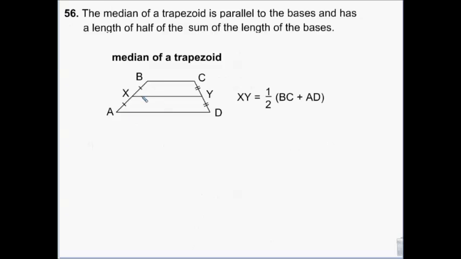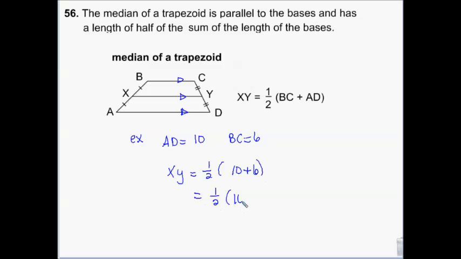Okay. The median of a trapezoid is parallel, so all of these three lines are parallel. And its length is 1/2 of the length of the top and bottom added together. So, for example, if AD is 10 and BC is 6, XY would be 1/2 of 10 plus 6. So it's half the length of the top and bottom added together.